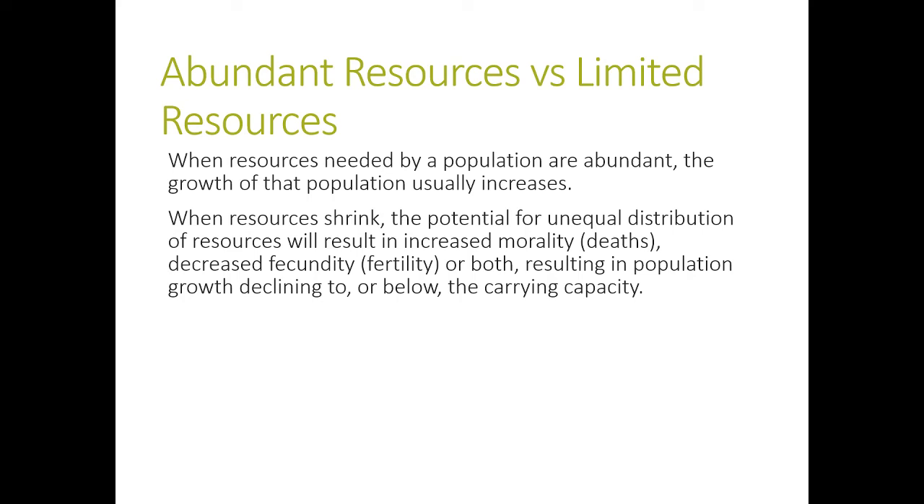We're looking at two types of resources, abundant versus limited. If there are an abundant amount of resources, the population is going to increase. If there is a limited amount of resources, then there is going to be a decline in population. So when resources shrink, the potential for unequal distribution of resources will result in increased mortality, decreased fertility, or both. This will always cause a population to decline either to or below the carrying capacity, and it depends on how catastrophic the response is that this will happen.